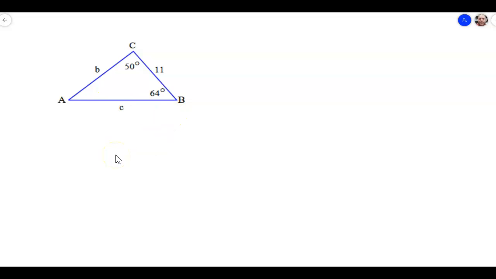So the first thing I want to figure out is what kind of triangle this is as far as one of the four cases that I have. Here we have two angles and the side between those two angles. So out of the four cases, this is angle side angle, ASA. Notice the S is between the two A's because the side here is between those two angles.